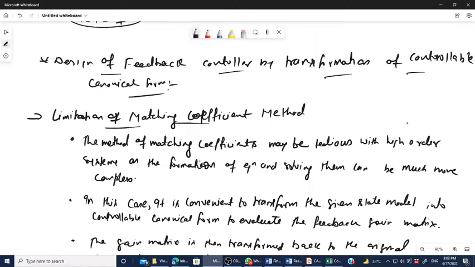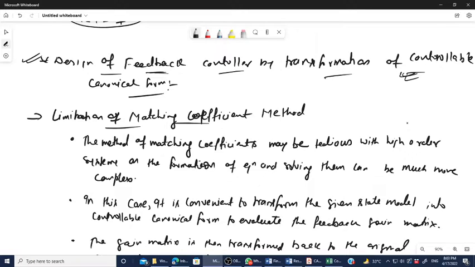Therefore, we have started the new topic, that is the design of feedback controller by transformation to controllable canonical form. We will first try to convert the system to controllable canonical form, and then we will design the feedback controller. We will study why we are going towards the transformation to the controllable canonical form.